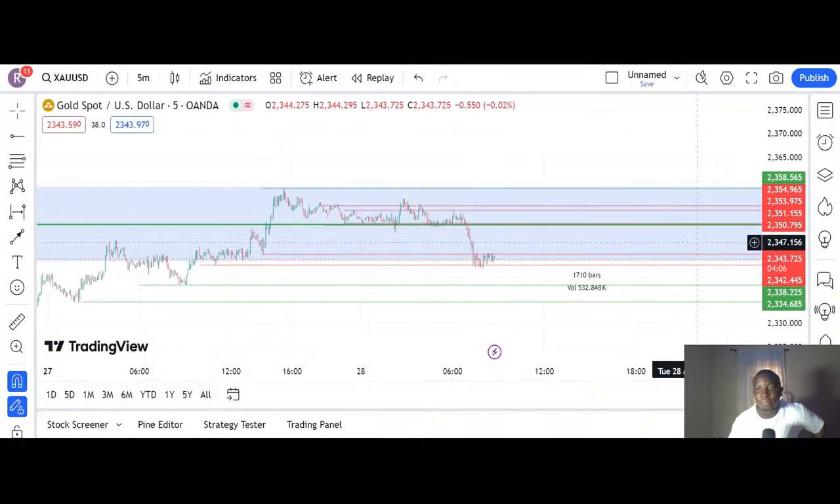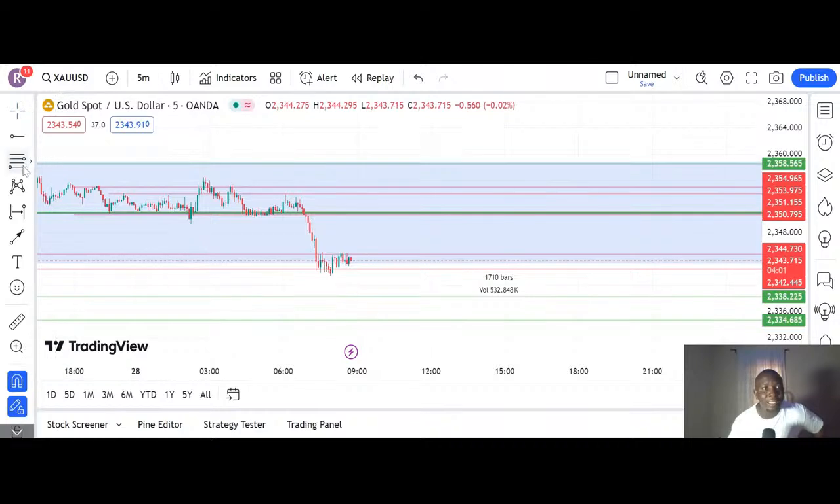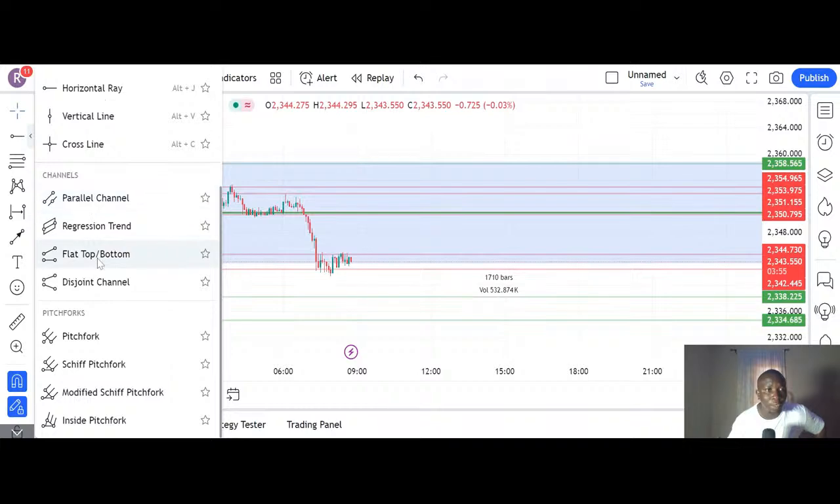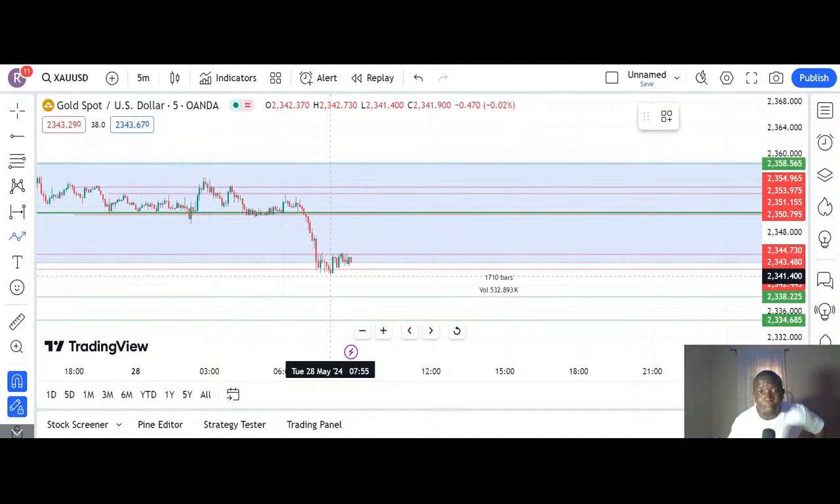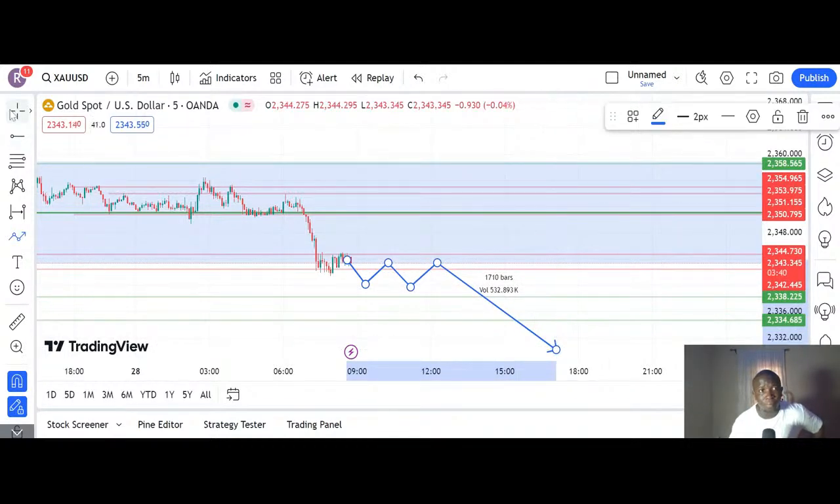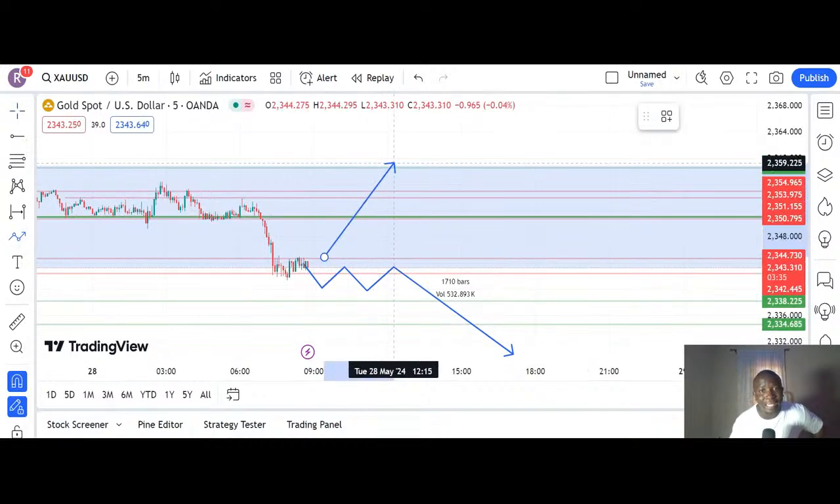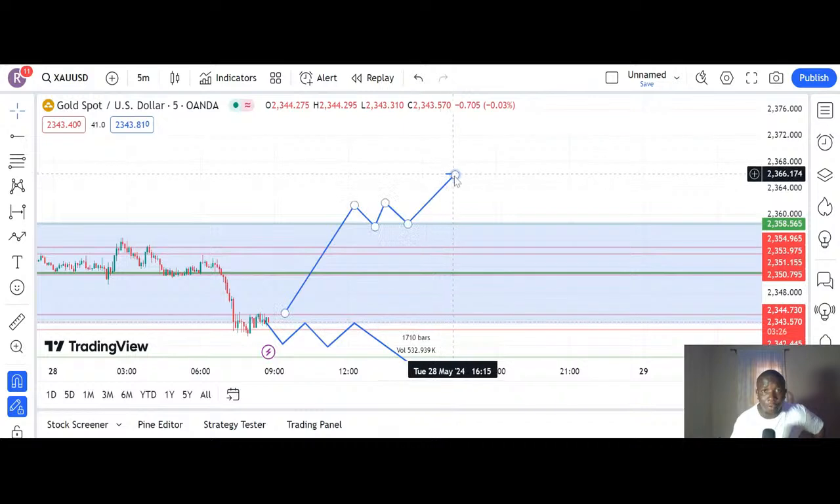I want you to see the market react around this level. Let me draw it out for you. All right, if the market keeps playing at this level, then we're going to be going down. But if the market returns back to the upside and plays around this level, we're going to be going for long. All right, we're going to be going for long.